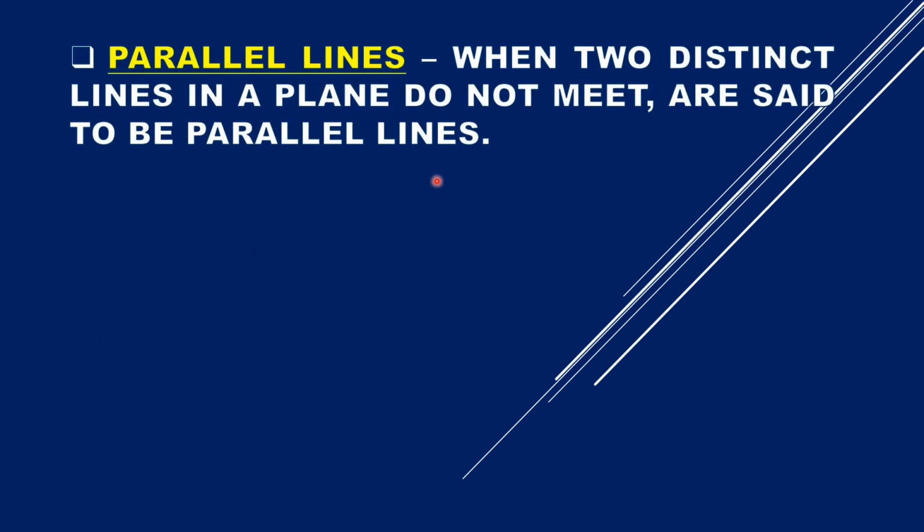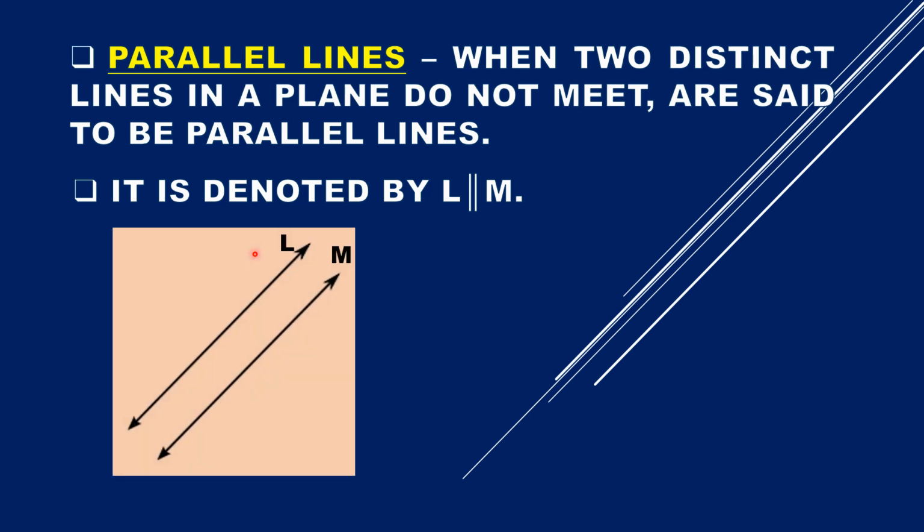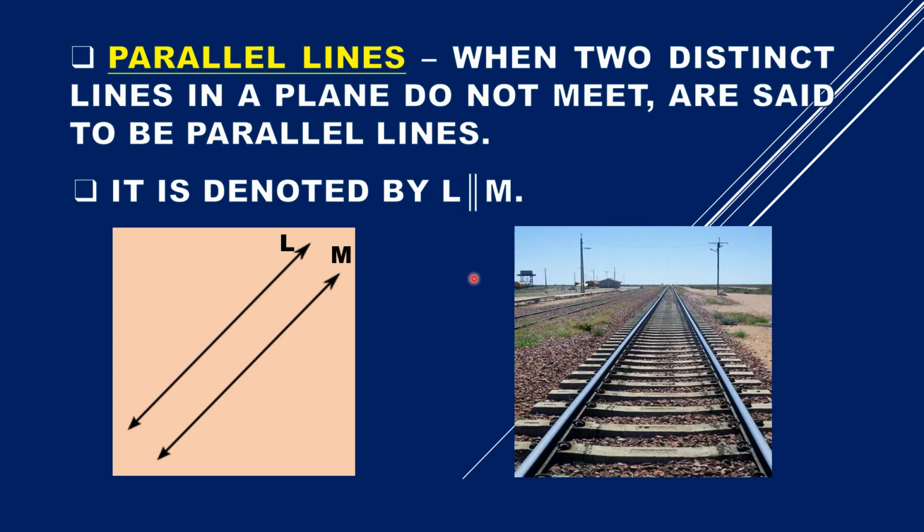Next definition is for parallel lines. When two distinct lines in a plane do not meet, they are said to be parallel lines. And here, we have these two parallel lines, line L and M, so by this figure we can understand them. It is denoted by L parallel to M. This is the symbol of parallel. Okay, this is the parallel sign. In day-to-day life, we can see the railway track, railway lines. You can see here both the lines are parallel to each other till infinity. So this is an example of parallel lines.